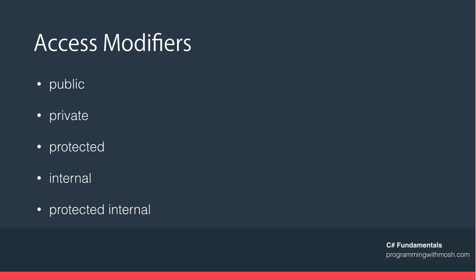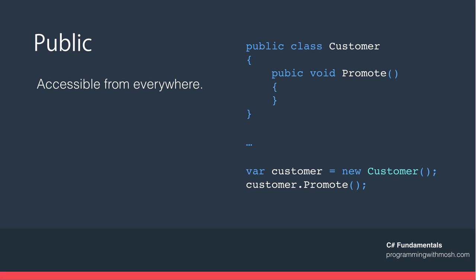Now, in C#, we use access modifiers to control visibility to members of a class. You have already seen public and private. But we also have protected, internal, and protected internal. Let's explore these access modifiers in detail.